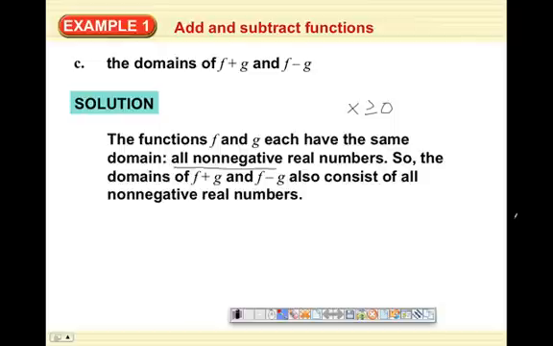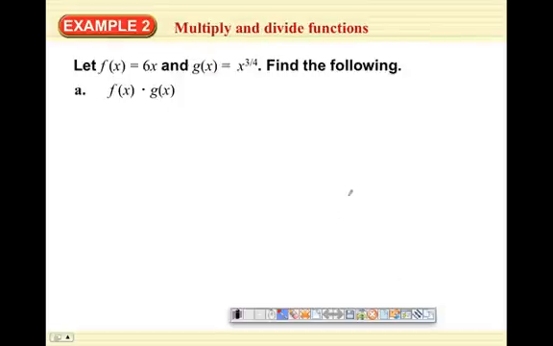Know how to add and subtract, which is the easy part. And then know how to find domains. Key is always look at them individually. Look at f, what's the domain? Look at g, what's the domain? And then you can look at the result to put it all together. You'll see what I mean in a little bit. In example 2, this might be something different. Watch. Now it's going to go through multiplying and dividing. Right? We just did adding and subtracting. Now we're going to do multiplying.